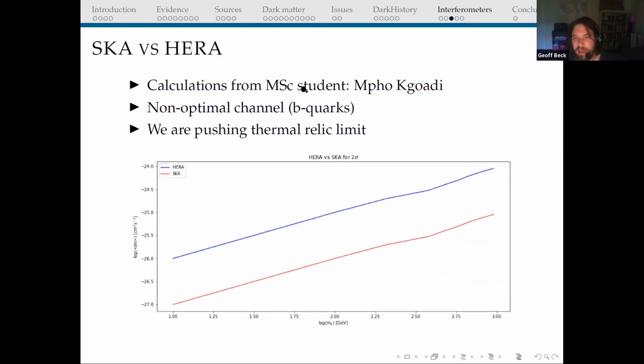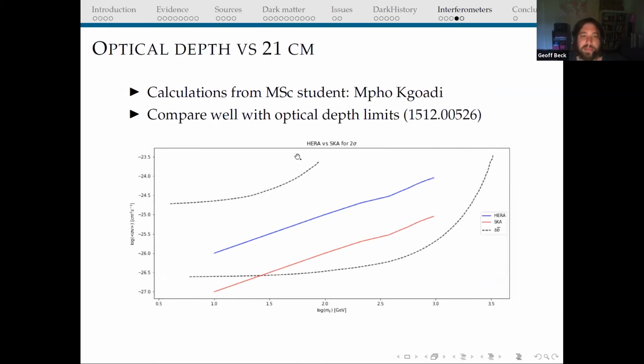Okay, and you can see the kind of results we produced. These have been produced by my MSc student in Po. So we're using a non-optimal channel here for B quarks, but we're already pushing the thermal relic limit, which is around just above this minus 26 point on the y-axis. SKA goes about an order of magnitude better, so that's very promising. Okay, but we can make some kind of start with HERA here.